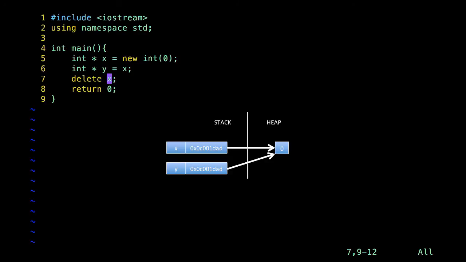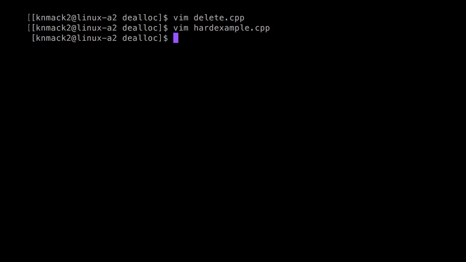Now here I delete x. So clearly we're freeing up the memory that x points to. But my question for you is, are we going to have a memory leak? Should we be deleting y as well? Let's take a look at what happens when we run this code.